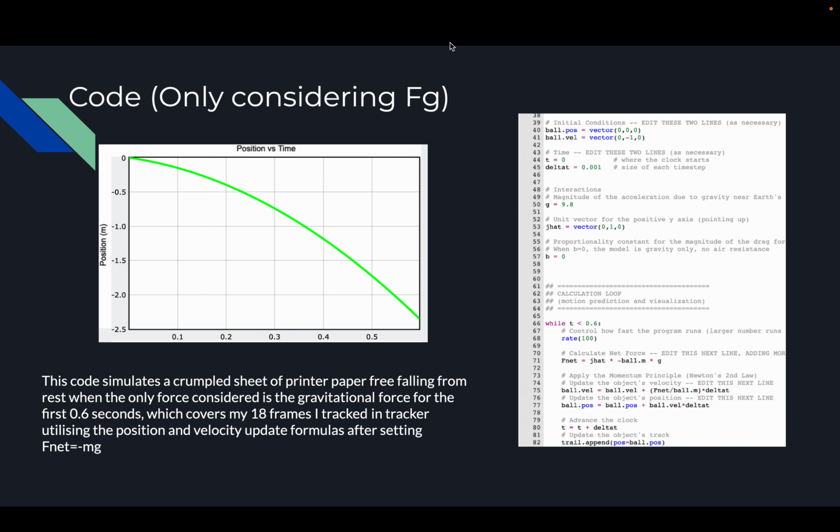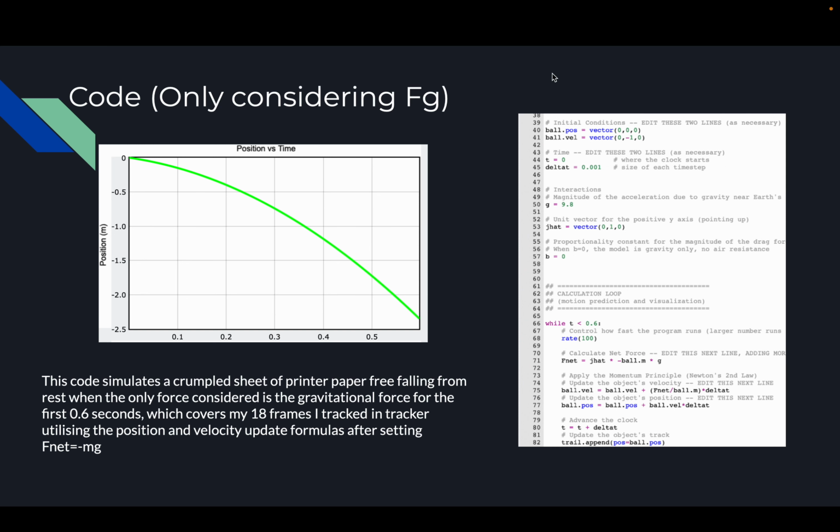Here's our code where we're only considering Fg. This code simulates a crumpled sheet of printer paper free falling from rest, when the only force considered is the gravitational force, for the first 0.6 seconds, which covers the 18 frames I tracked in Tracker, utilizing the position and velocity update formulas after setting Fnet equal to negative mg.